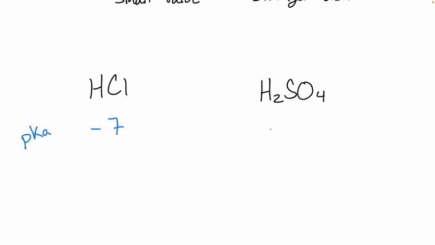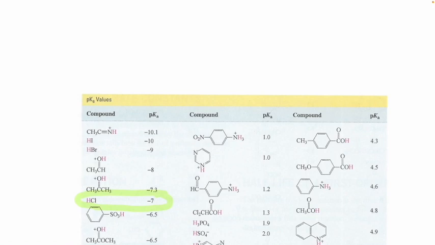-7 for HCl, -5 for sulfuric acid. So which one is the stronger of the two acids? HCl, right? The one with the smaller pKa value. Okay? And again, this constants page here is posted to Canvas, and this is what you'll need to use for your homework. Okay? I'll show you where that is here at the end where you can find that.